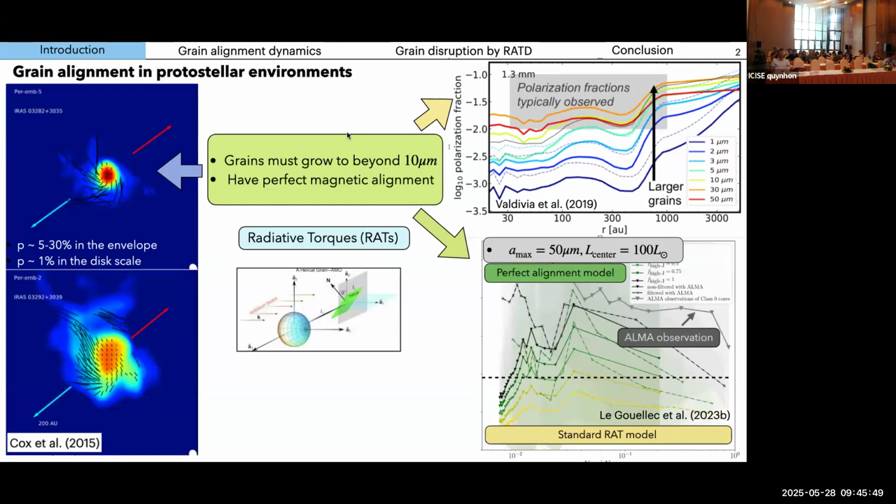Valdivia et al. performed synthetic dust polarization modeling using the radiative torque alignment theories, using radiative transfer codes, and they changed the maximum grain size from 1 micrometer to 50 micrometers. Their results show that in order to reproduce the ALMA dust polarization fractions, very large grains beyond 10 microns must be formed beyond the disk scales.